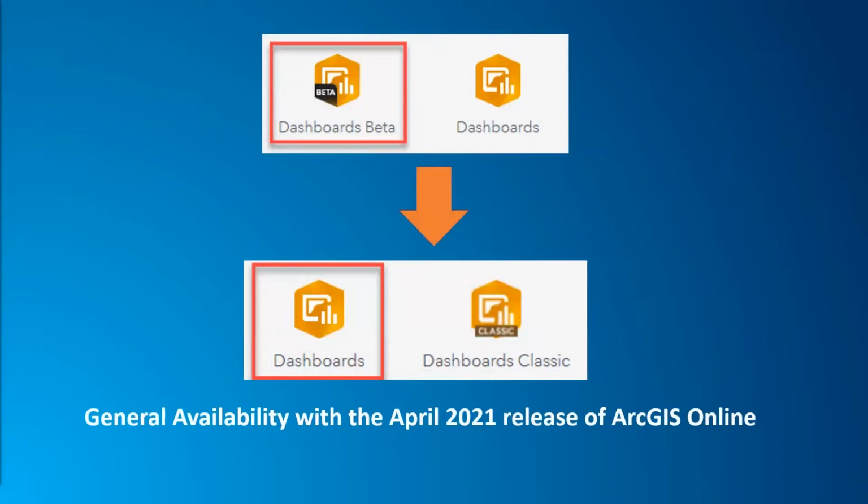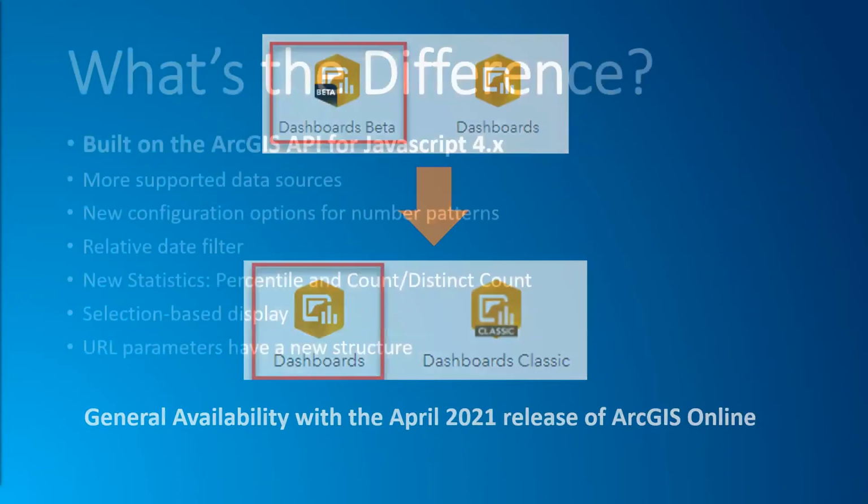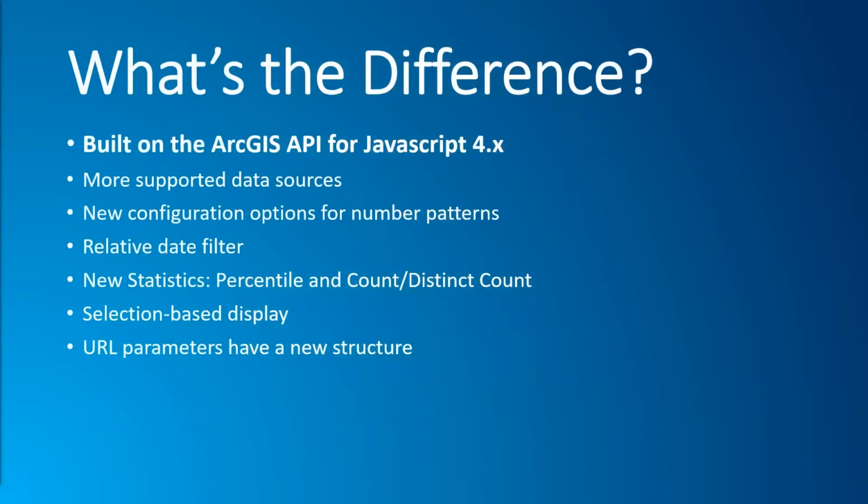So the new dashboards, as you all are very well aware, moved to general availability with the April 2021 release of ArcGIS Online. What was Dashboards Beta is now referred to as Dashboards, and the old Operations Dashboard has been renamed Dashboards Classic. The most important difference between the two is that the new dashboards is built on the ArcGIS API for JavaScript 4.x. This allows the new dashboards to make full use of the web map capabilities and ultimately provide better performance. To be certain, you will see a more consistent design between what was configured in the web map and what is presented in the dashboard.